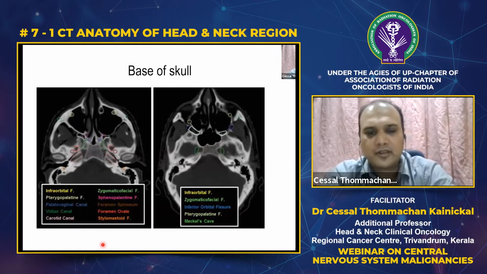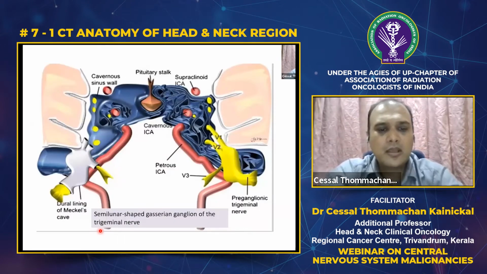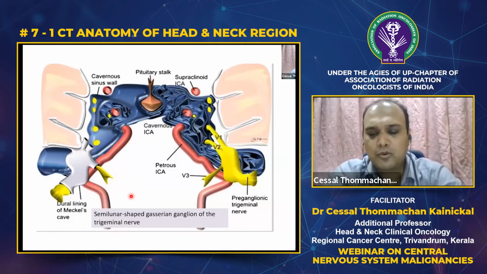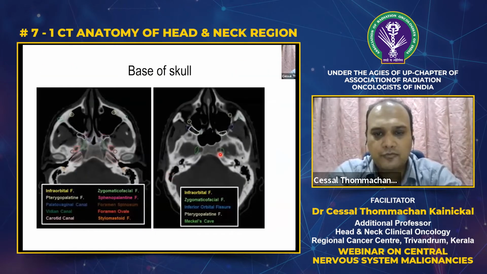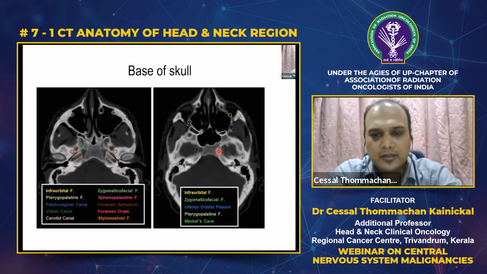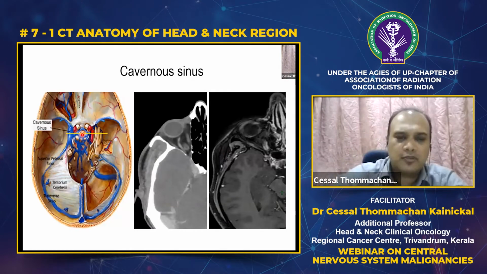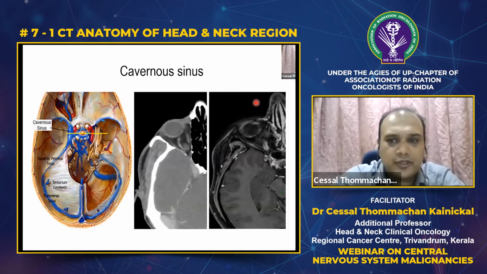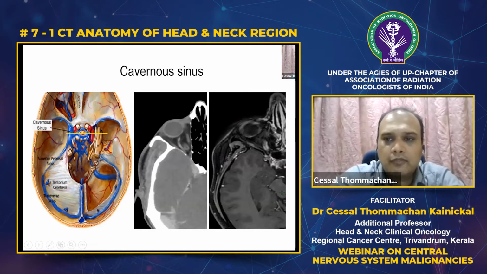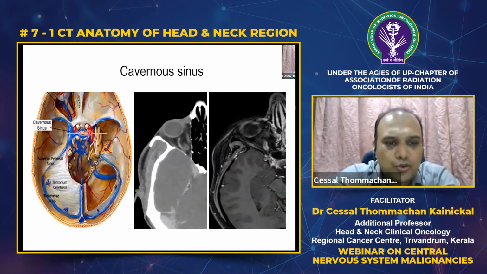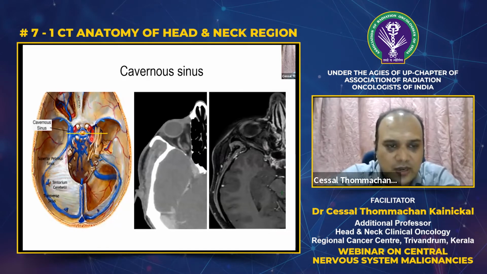The Meckel cave contains the semilunar shaped Gasserian ganglion of the trigeminal nerve. This is the medialmost part of the middle cranial fossa, the Meckel cave, and this contains the trigeminal nerve. Now, when you take a cross section at the level of the pituitary fossa, I have shown you a groove for the internal carotid artery. So this is the internal carotid artery there.